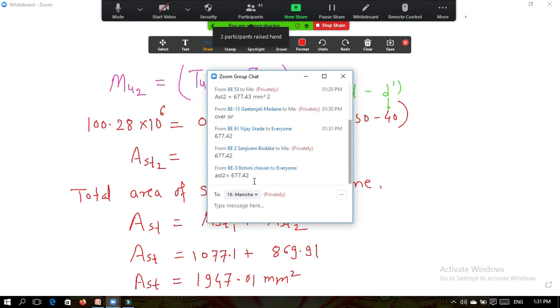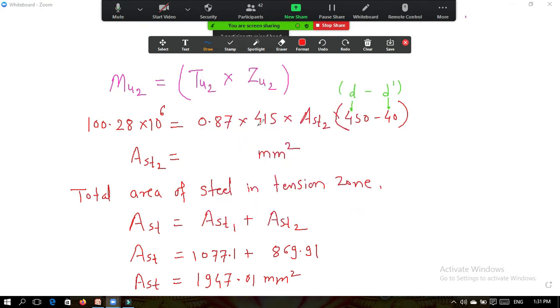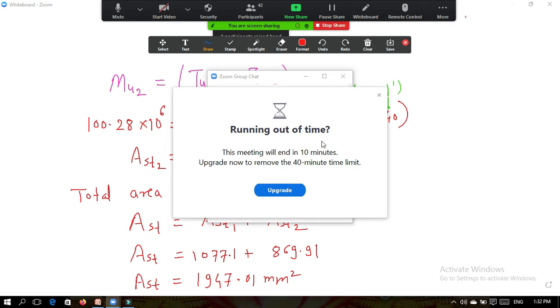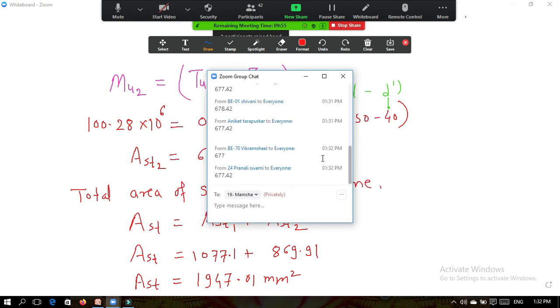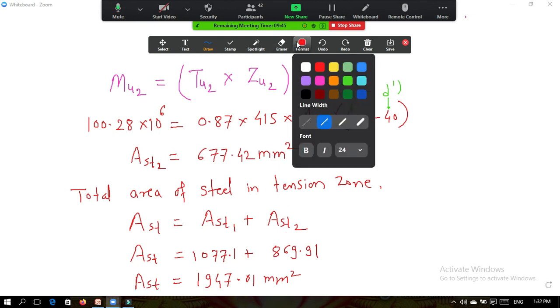I will see the majority. Okay. Everybody is saying 677.42 is the correct answer. So we will go with that. Please tell me at that time only if the answer is wrong. So now we have to change the value over here also.